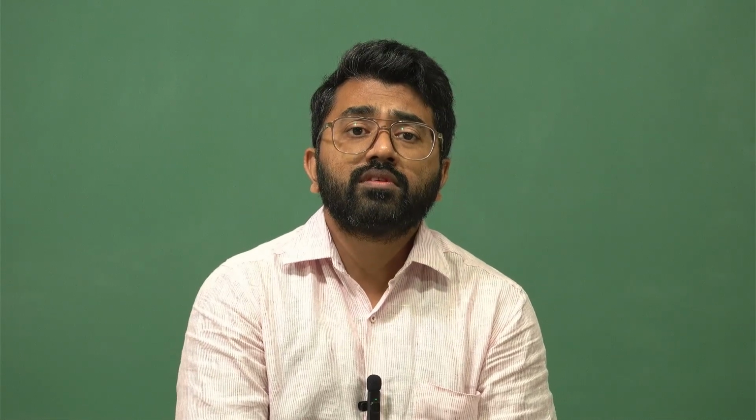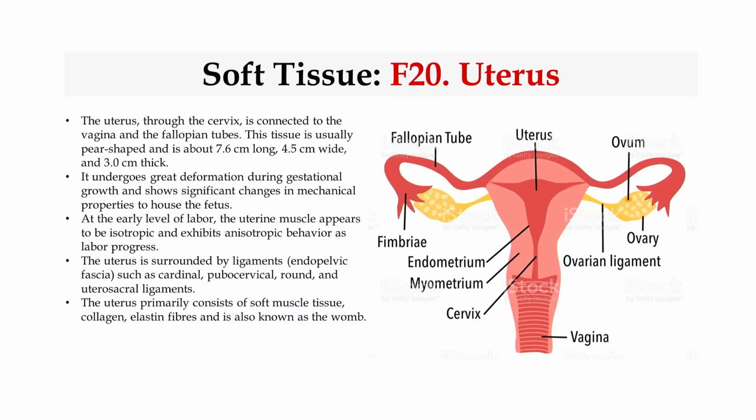The next one is a very important organ, the uterus. This is specific to the females. The uterus is an organ which basically houses the fetus or the baby, right? Through the cervix, it is connected to the vagina and the fallopian tubes. This tissue is usually pear shaped and is about 7.6 centimeters long, 4.5 centimeters wide, and 3 centimeters thick, right? It undergoes great deformation during gestational growth, showing significant changes in mechanical properties to house the fetus.